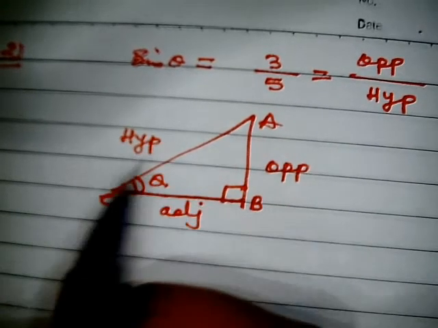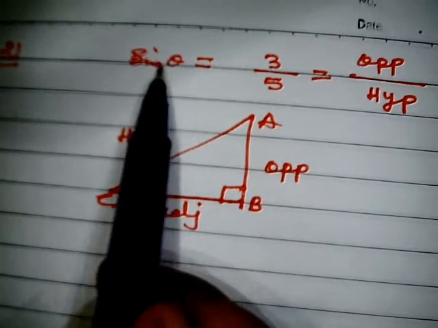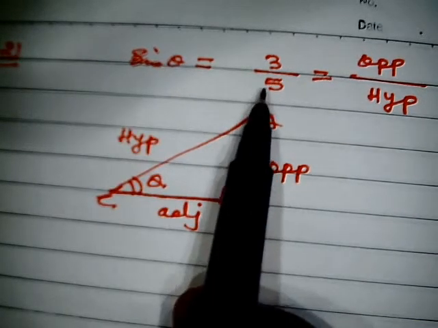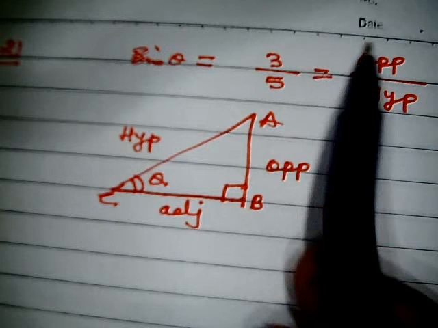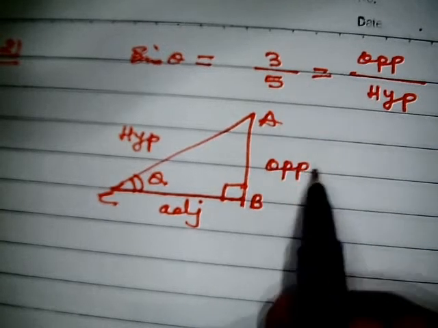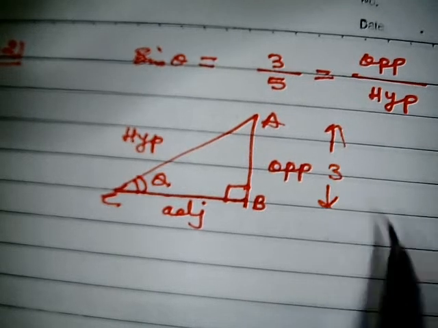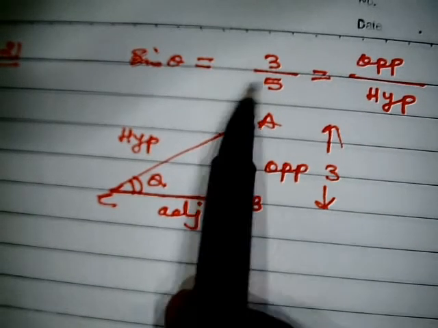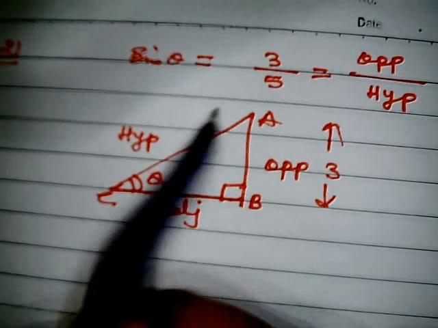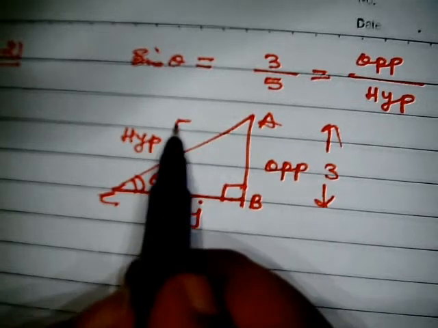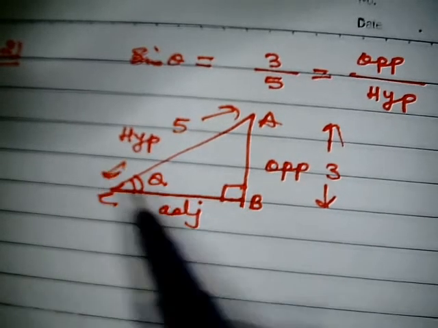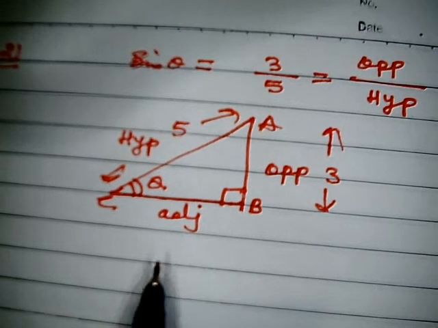Now here what is given, sine theta equals 3 over 5. So the opposite value is 3, so this side value is going to be 3. Correct. Hypotenuse is 5, so this AC value is going to be 5. Now to calculate the other trigonometric functions we need this adjacent side also.